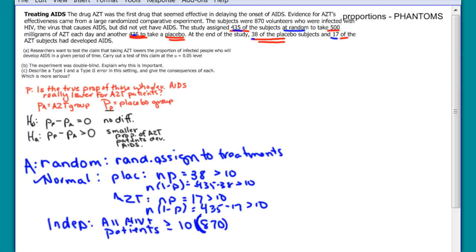And our third condition, independence. Yes, all HIV patients could be considered to be greater than 870, which was how many volunteers we had total. I clumped them together. I think that's okay.